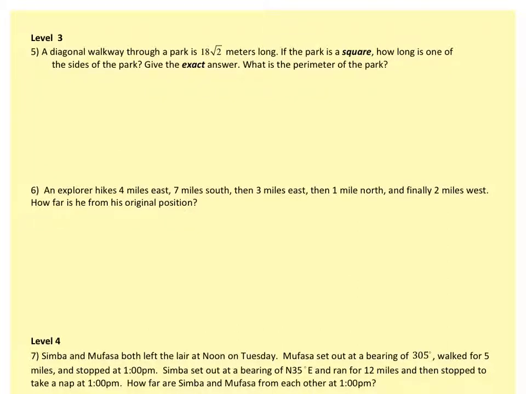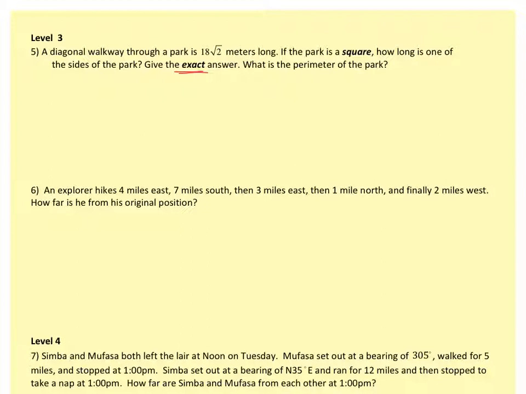Okay, level 3 notes. We've just got two examples here. Number 5 says a diagonal walkway through a park is 18 root 2 meters long. If the park is a square, how long is one of the sides of the park? Give an exact answer. That means no decimal. So we want to leave it in terms of a square root.